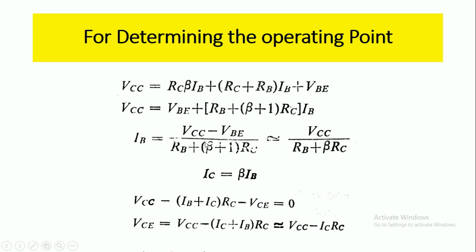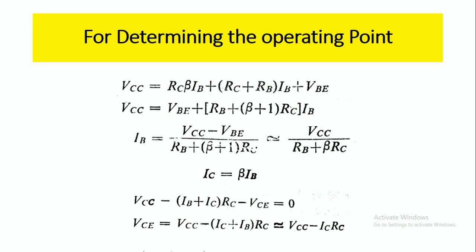So from this you will get IB equals (VCC minus VBE) by (RB plus (beta plus 1) RC). If you approximate that the base to emitter voltage is a very small value, then we can write IB equals VCC by (RB plus beta RC). So we know IB, then we can write the collector current IC equals beta into IB. So now we have got the collector current IC.